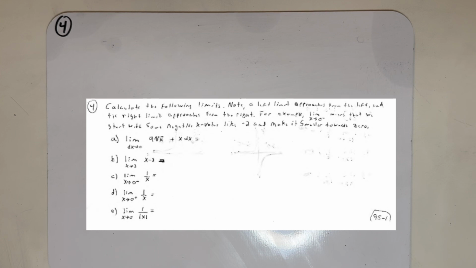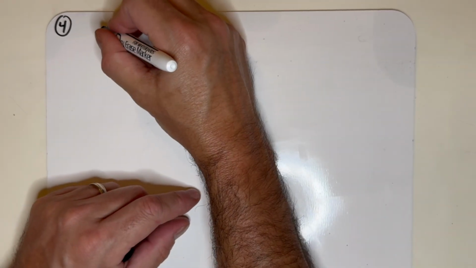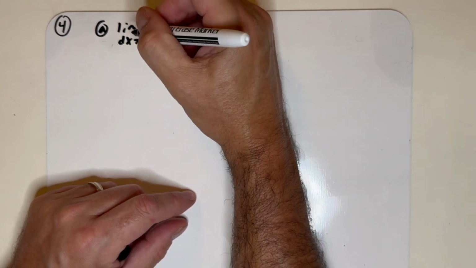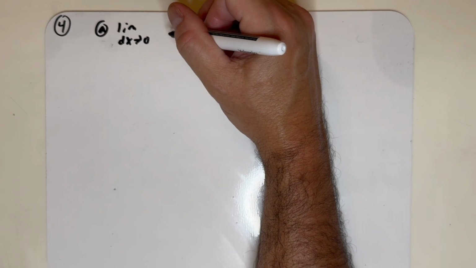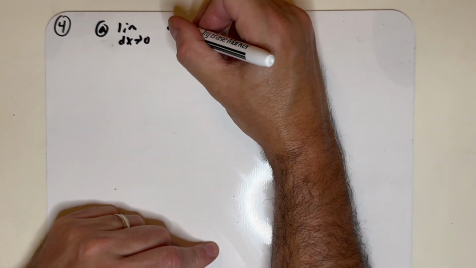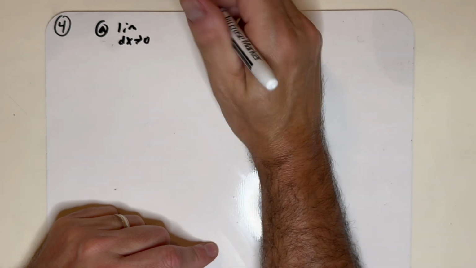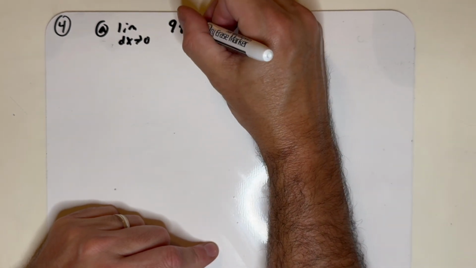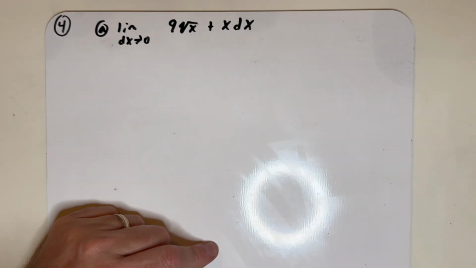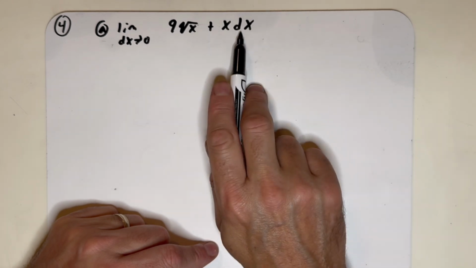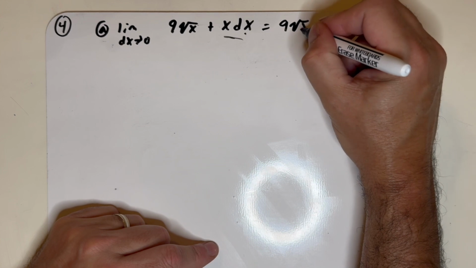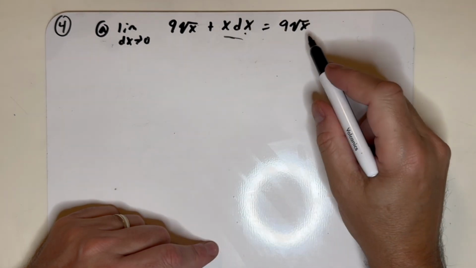So there are 5 parts to this. Part A is pretty straightforward. We want to take the limit as dx approaches 0 for the quantity, what is this? No, that's a 9. Can't even read my own writing. 9 times the square root of x plus x dx. So in a problem like this, we can simply imagine substituting in dx for 0, eliminating this term here, leaving us with only 9 square root of x. So I would call that the correct value for that.